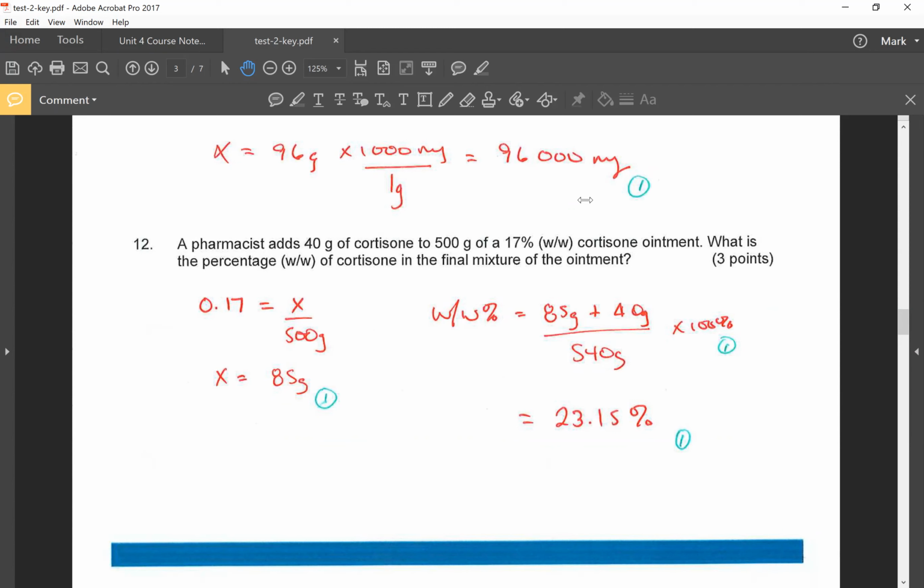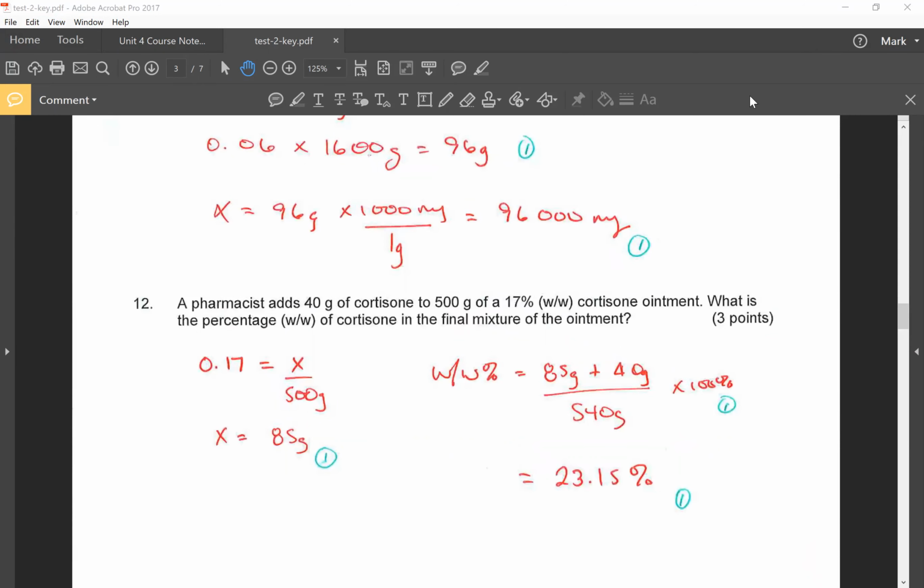Oh, I have a private message here. It says, if it's 8% less than, why is it 54? Let me read that again. If it's 8% less than, why is it 54? Why isn't it lower than 50?